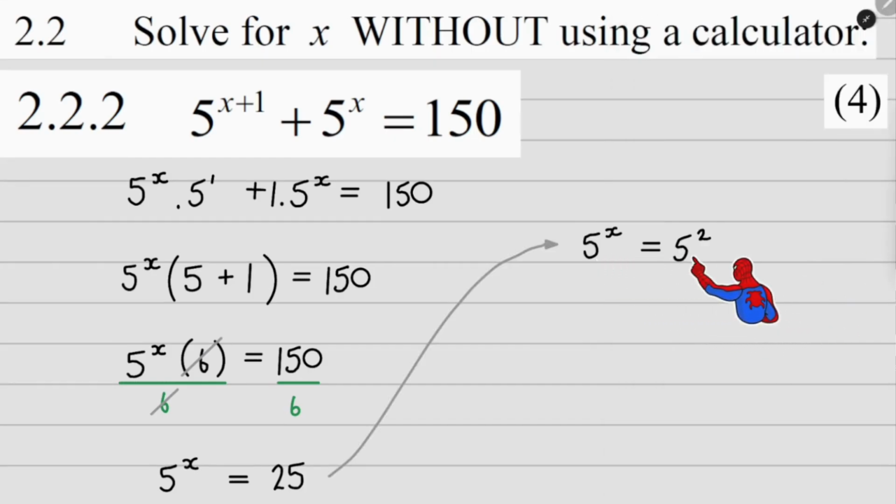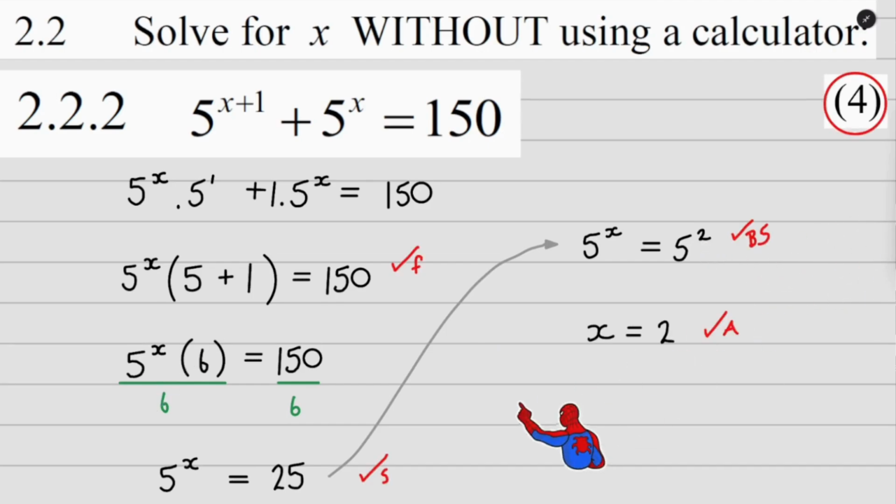Okay, now that we have the same base, we can just make the exponents equal and drop the bases. So x will simply equal 2. And quickly having a look where your 4 marks come from. The correct factors get you your first mark. Simplification to this gets you a second mark. The base of 5, changing that 25 to 5 squared gets you your third mark. And the answer of 2 gets you your fourth mark.